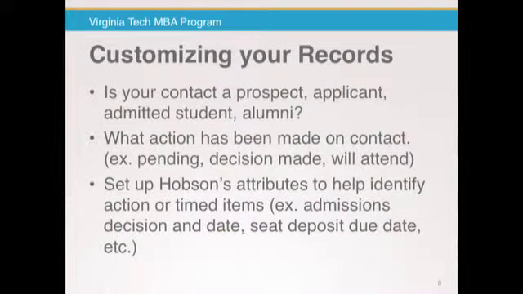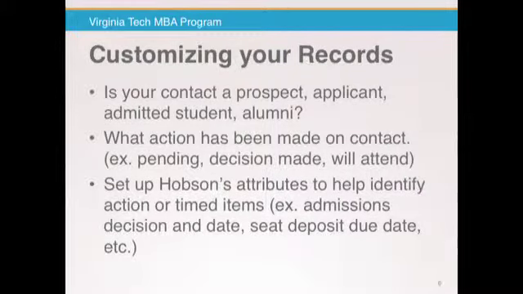Customize your records. You don't want the same message going to everybody. You can say what action's been made on there. Are they pending? What do you want to tell a pending person? If the decision's made, we always think of positive acceptances, but what if that is a rejection? What kind of message do you want them to get from your university?